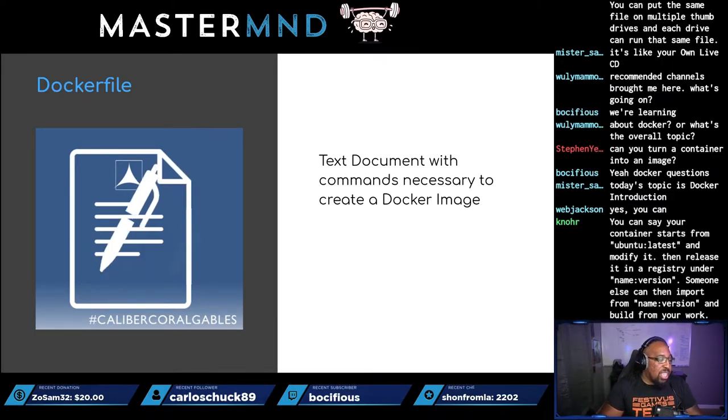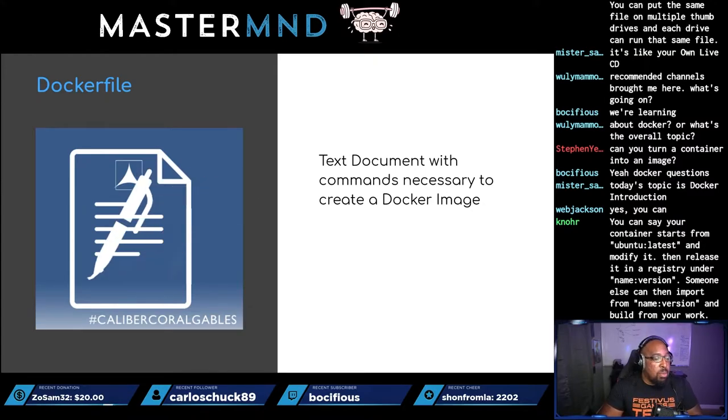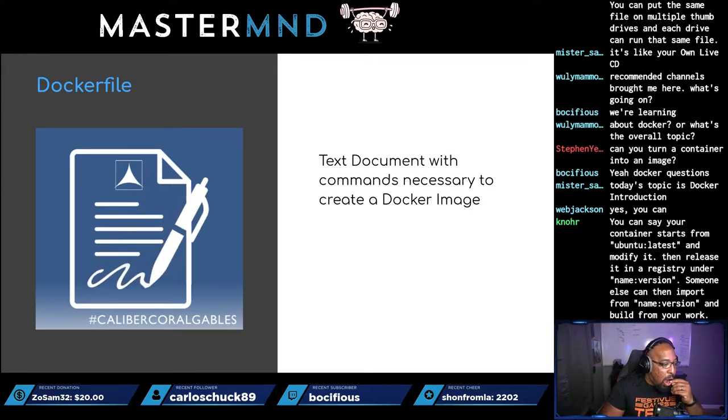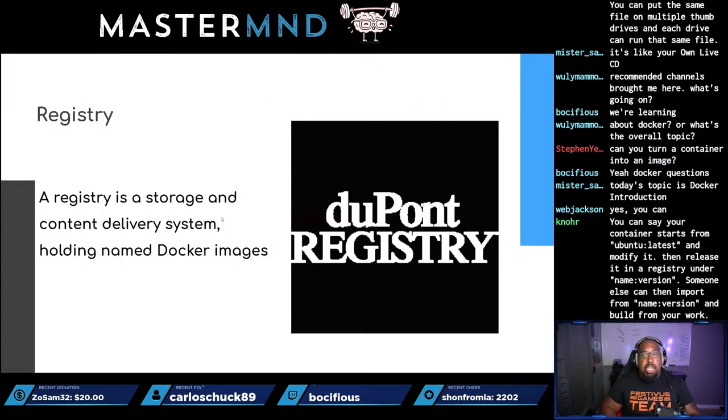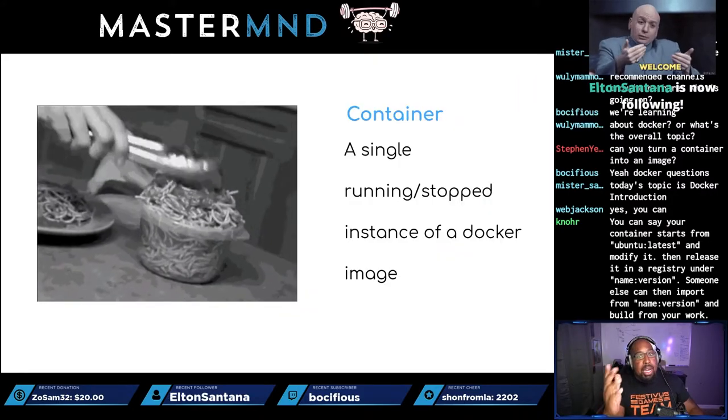Yes, we talked about that. Yep, you can turn a container into an image if you'd like. We will be doing that on here as well. You can say your container starts from Ubuntu latest, then modify it, then release it to a registry. Yes, we're about to learn about registries, all that stuff. So registry was next on the list. Perfect, I'm glad you brought that up.